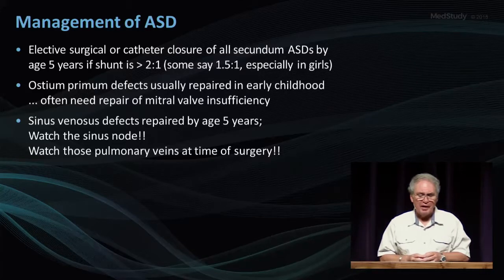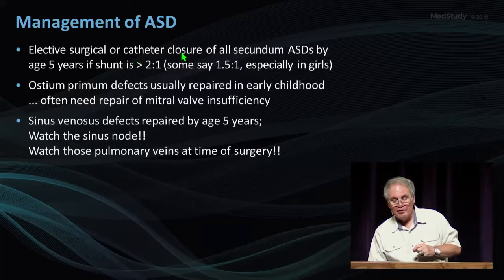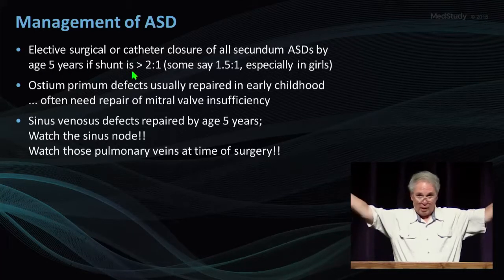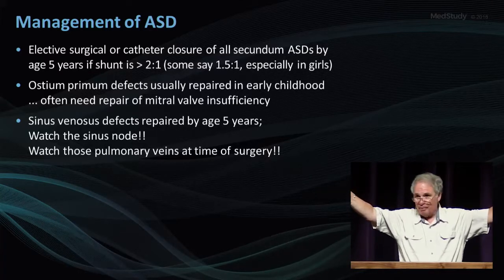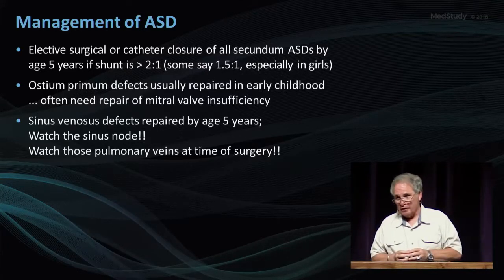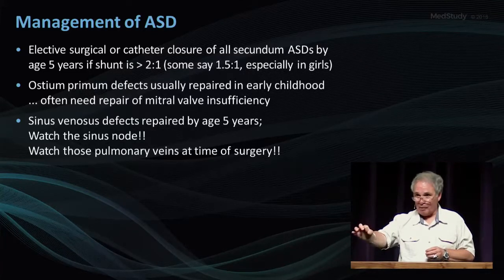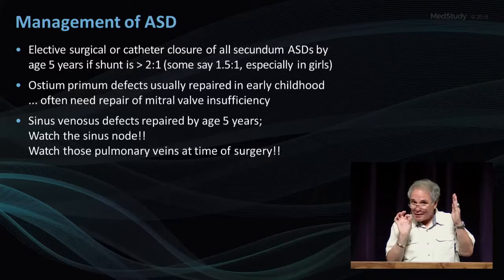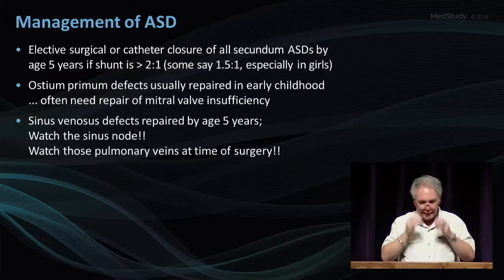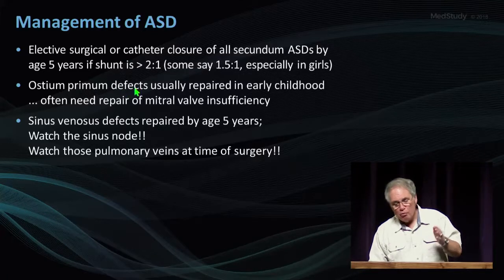So management of the atrial defect, well, for the secundum defect, the one that's right in the middle of the atrial septum, elective surgical or catheter closure, you can close these with a catheter, of all secundum ASDs by age 5 years, particularly if there's twice as much blood going to the lungs as normal, because you don't want this to happen, okay? And in ladies, we might even be more aggressive and close these defects at a lower rate of pulmonary flow because we don't want a hole in your atrial septum to be open during pregnancy when clots can form in the pelvic veins and the lower extremities. You want your atrial septum closed so a little clot will not go over to the left atrium and to the brain.